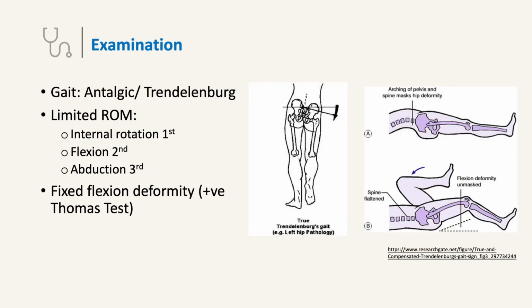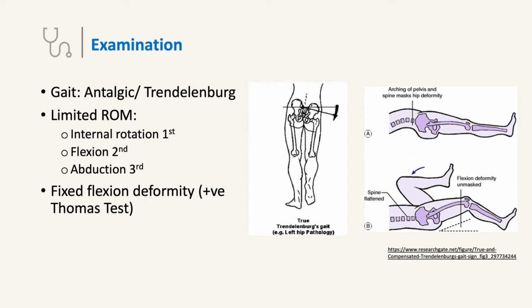When you examine a patient with hip osteoarthritis, you will find that they may have an antalgic gait due to pain in the affected side, or they may have a Trendelenburg gait due to weakness of their abductors, which occurs after prolonged stiffness or pain inhibition on the affected side.